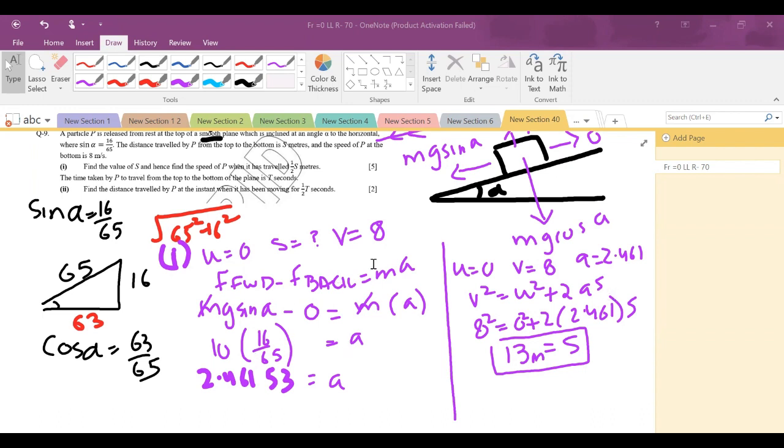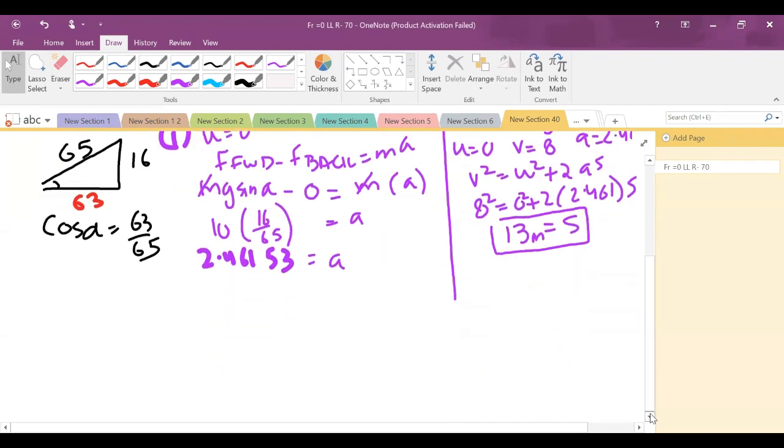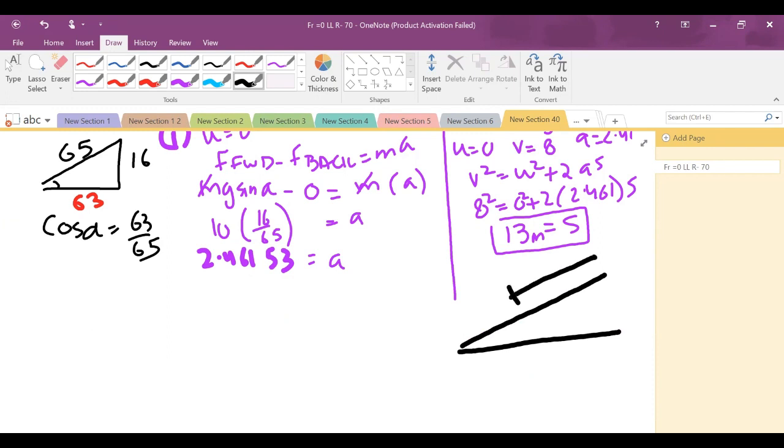a आ गया. ओके, अब हमने फाइंड करना है एंड हेंस फाइंड द स्पीड ऑफ p व्हेन इट हैज ट्रेवल्ड हाफ s. सो जब उसने हाफ स्लोप कवर की हो तो उस वक्त स्पीड क्या है? So let's say this is half of s. Half of s is 6.5. u अभी भी हमें पता है 0 है और एक्सेलरेशन भी सेम ही रहेगी.